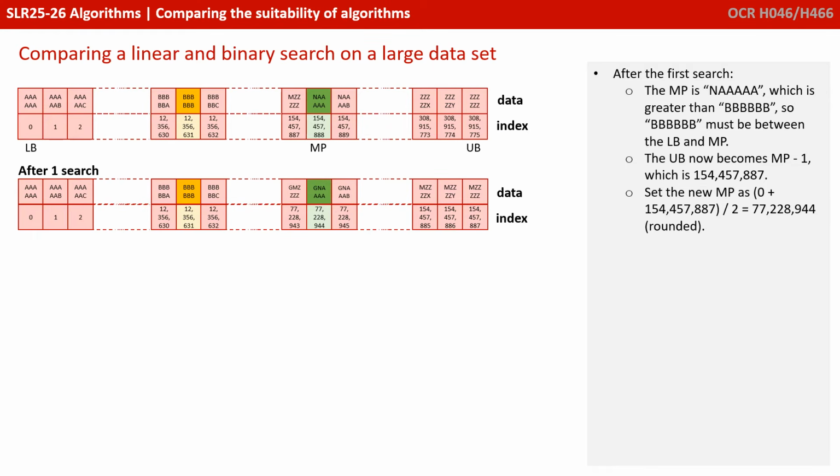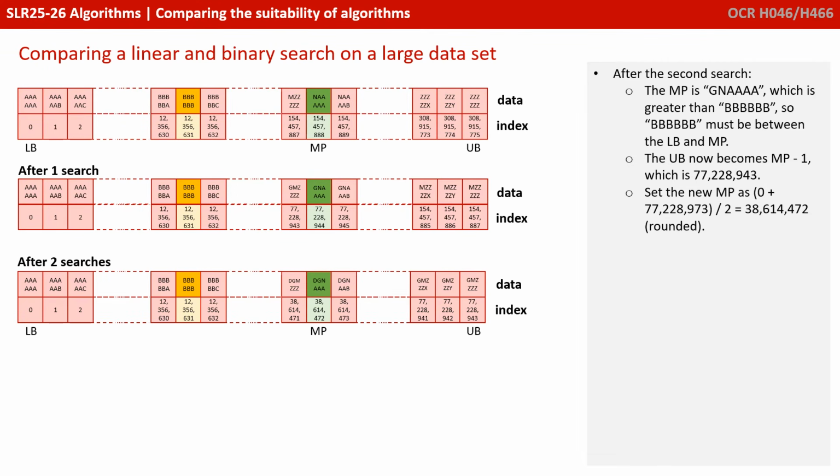After the first search, the midpoint is now at NAAAAA, which is greater than BBBBBB. So we know it must be between the lower bound and the midpoint. The upper bound now becomes the midpoint minus 1, which is 154 million.